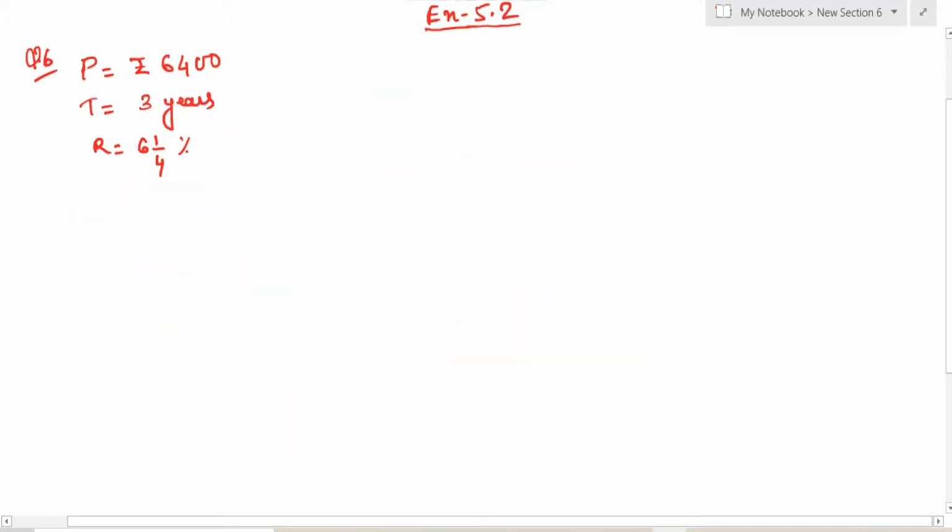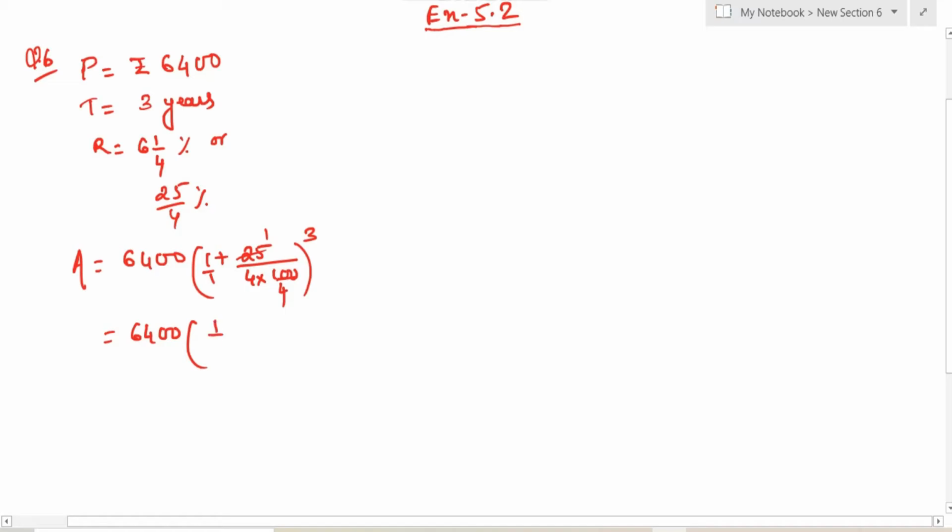If the principal is rupees 6400, time is 3 years and the rate is 6 1 by 4% per annum, which you can also write down as 6 into 4 plus 1 is 25 by 4%. Before calculating compound interest, you should know the amount. The formula of amount is principal into 1 plus rate by 100 whole to the power n. Now here 25 ones are 25, 25 fours are 100. So we are having 6400 into 1 plus 1 by 4 whole to the power 3.